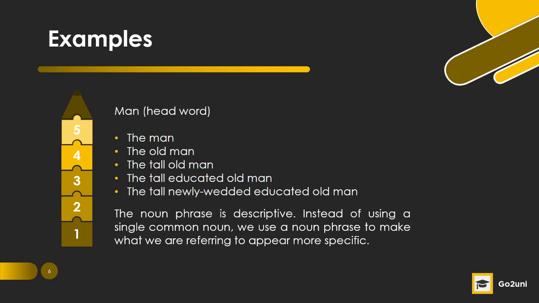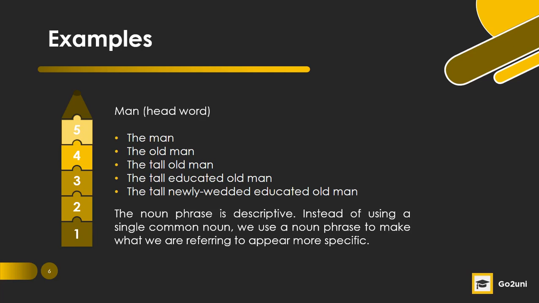And then when you say the tall, educated old man, you are making the work less by stating the qualities of the person you are referring to. For instance, it's not just an old man. You are looking for someone who is old, educated, and tall. And finally, when you say the tall, newly wedded, educated old man, the picture becomes clearer. If he lives in the neighborhood, everyone will know the person you are referring to.